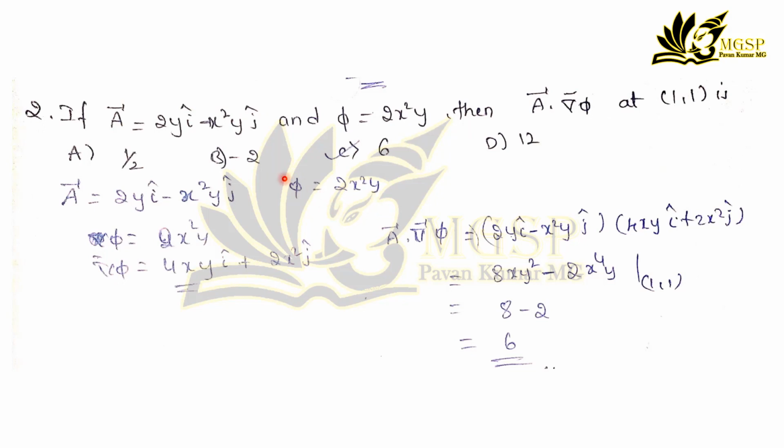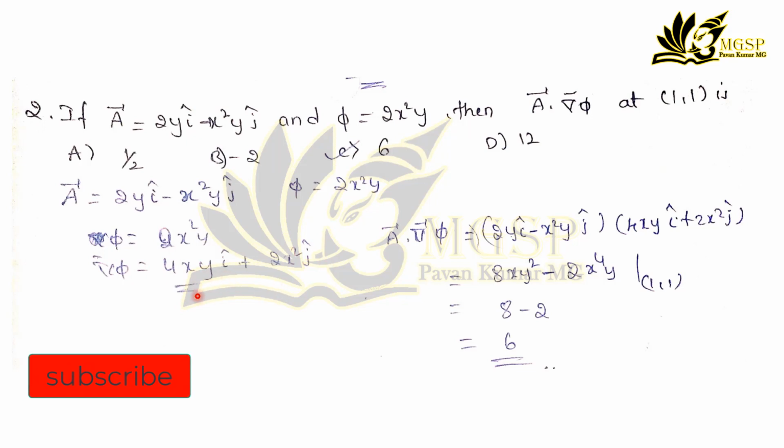Let's go to question number 2. If a vector is equal to 2i cap minus x square y j cap and phi is equal to 2x square y, then a vector dot del phi at (1, 1) is. The option is C. Let's see how this comes. They have given a vector and phi is equal to 2x square into y, and we take the partial differentiation of this.